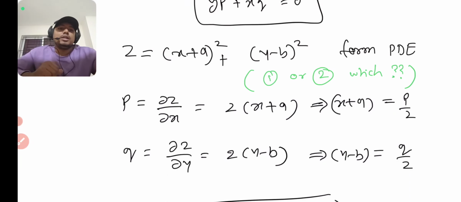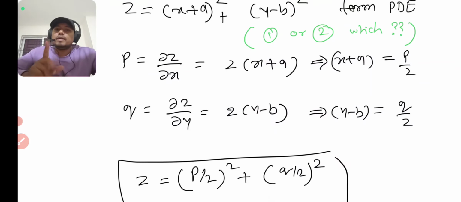First you find ∂z/∂x. We got it. Overall answer: x plus a is equal to p by 2. Then you find ∂z/∂y. Overall answer: y minus b is equal to q by 2. Then, if you want to remove, okay, we got x plus a and we got y minus b.